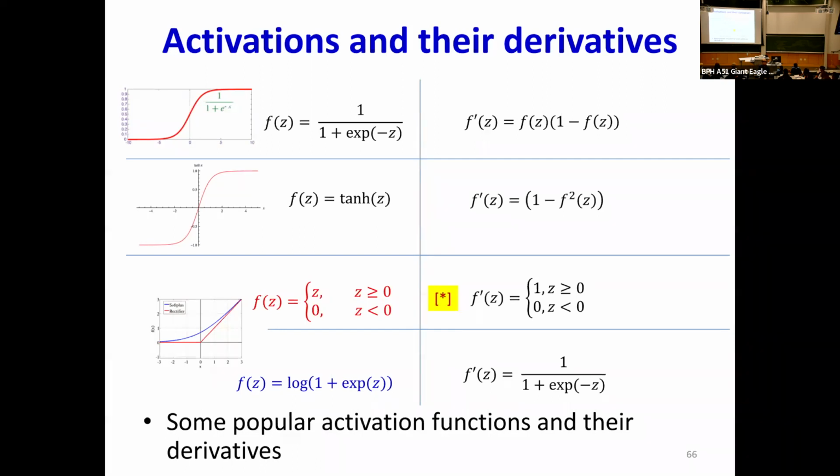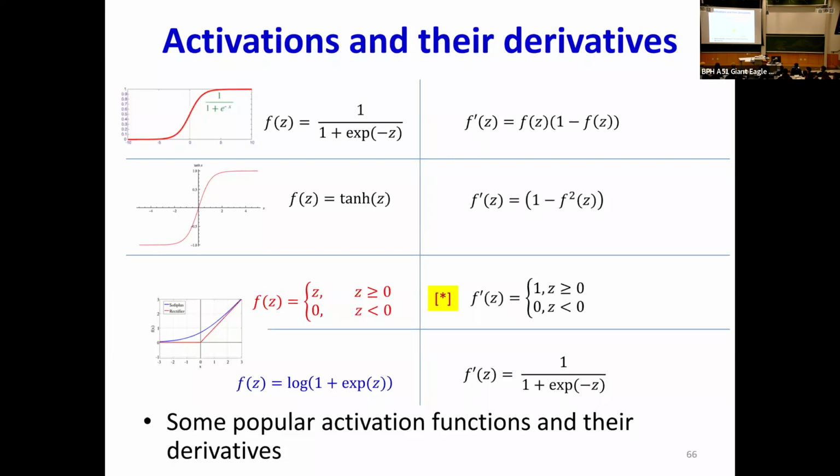If z is a large negative number, what is e raised to minus z? Infinity, right? So what is 1 over 1 plus infinity? 0. So that function is going to be 0 when z is a large negative number.